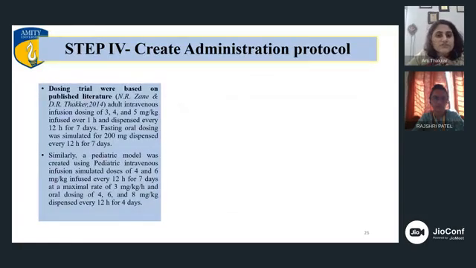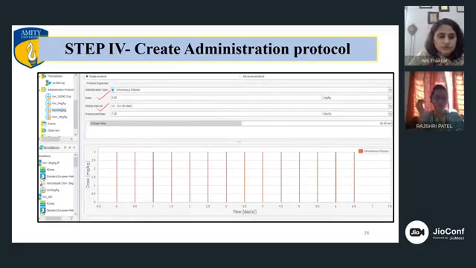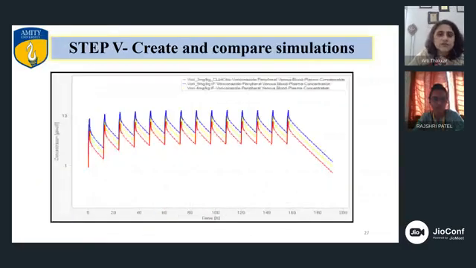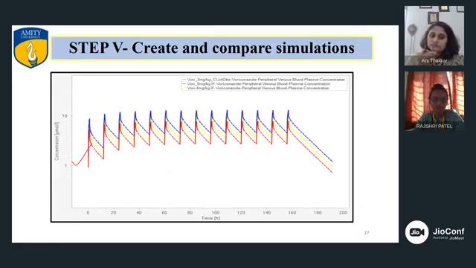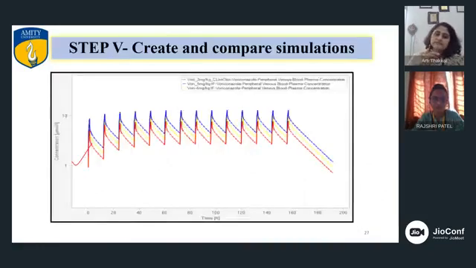And of course, the administration protocol, that is how this dosage was given actually. So what dosage regimen, if it is animal you can put, or any human, if you are putting that data you can put that also, or literature data also. And then you can create and compare this simulation, because you have put the data of other published work also, so you can have that comparison, and you can have this kind of plasma drug concentration profile. And you have this data set also.